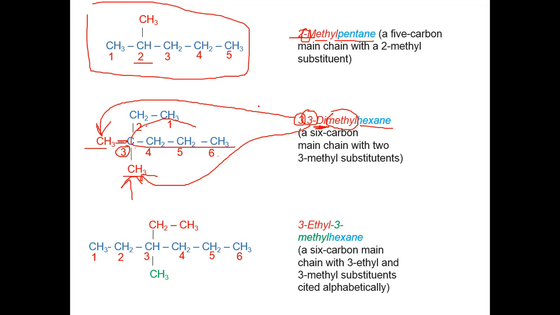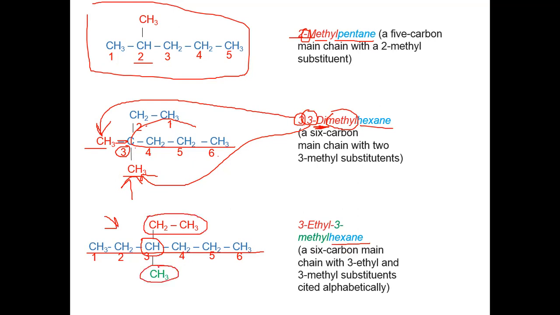Is it clear or not? Yes, it's clear. Okay. Now let's look at this example over here. Now we have the chain as 1, 2, 3, 4, 5, 6. It's going to be hexane. We have this hexane here, but we have substituents at the third carbon, right? One is an ethyl group, and one is a methyl group.